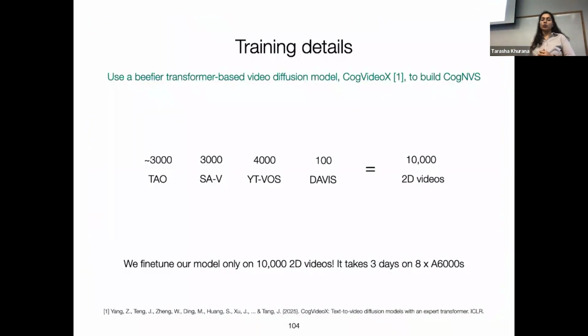So for building this model, what we used under the hood is a transformer-based diffusion architecture called CogVideoX, which is much beefier than the Stable Video Diffusion model that we were using before. And we fine-tuned CogVideoX on a collection of 10,000 videos from 4 different data sources, which are TAO, Segment Anything Videos, YouTube-VOS, and DAVIS. And all of these datasets are actually meant for multi-object tracking and segmentation. So that kind of ensures that there's enough dynamics in the scene, and there's also enough dynamics for the camera. And it takes us about 3 days to finish training CogVideoX for this in-painting task.